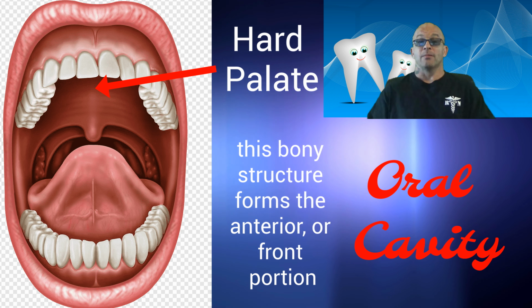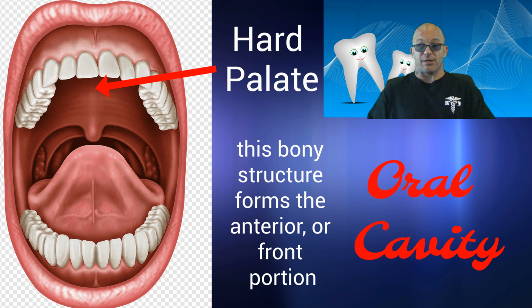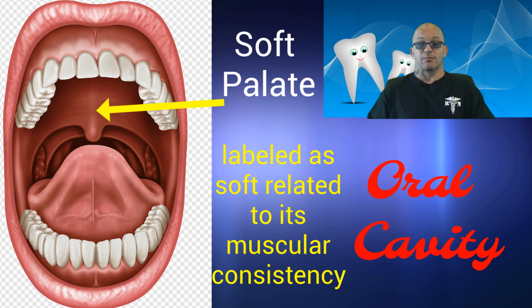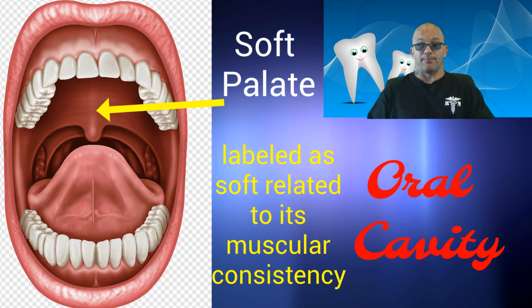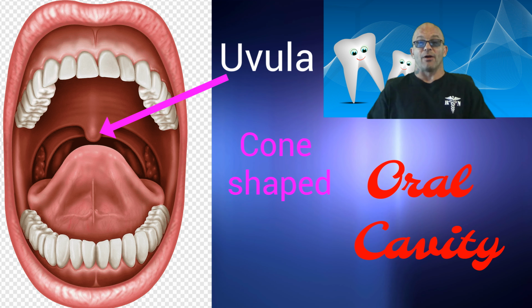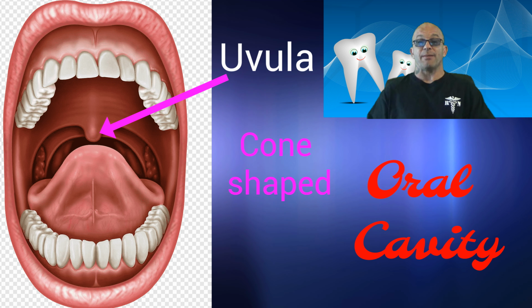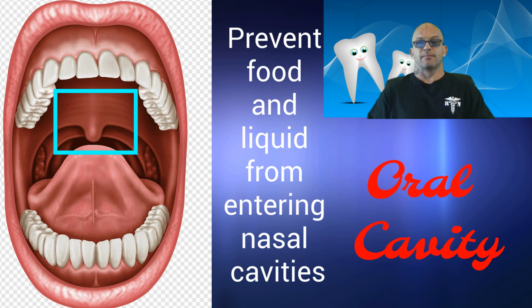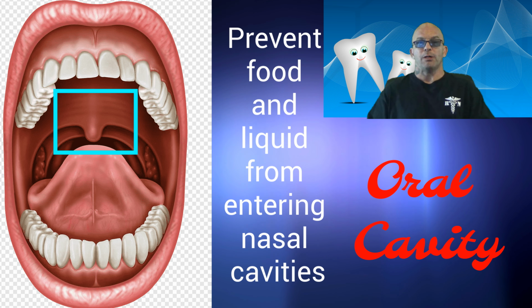The roof of the mouth contains the hard palate. This bony structure forms the anterior or front portion combined with the maxillary bones. The rear portion of the roof of the mouth is made of the soft palate. It has been labeled as soft related to its muscular consistency. In the center of the soft palate, the cone-shaped uvula resides. Together, these structures prevent food and liquid from entering the nasal cavities.